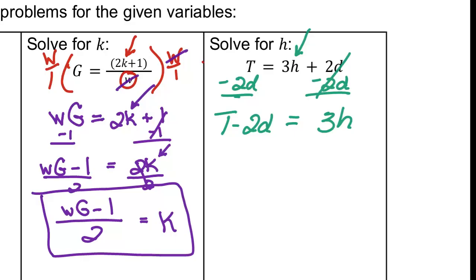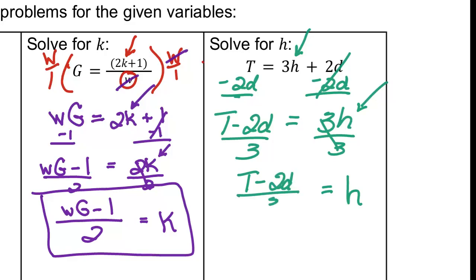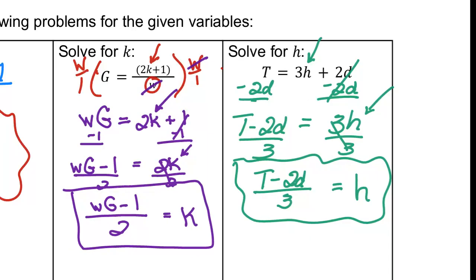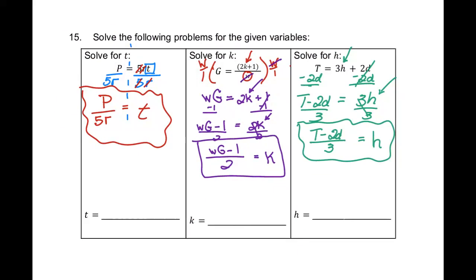So T minus 2D is equal to 3 times H. I'm trying to solve for H. Cameron, what would I do next? That's right. Divide by 3, divide by 3. H is equal to T minus 2D, all divided by 3. Boom.